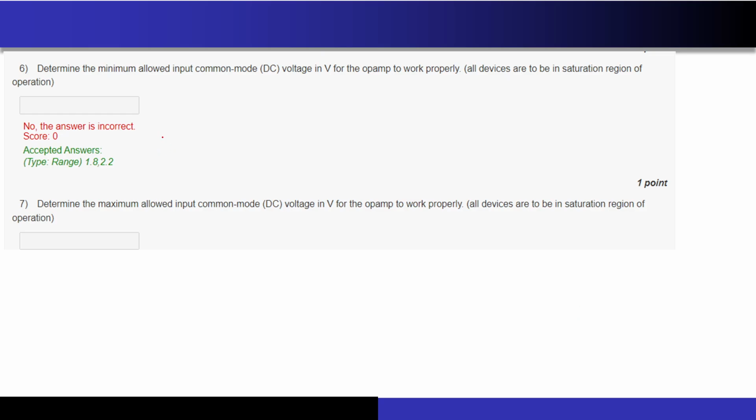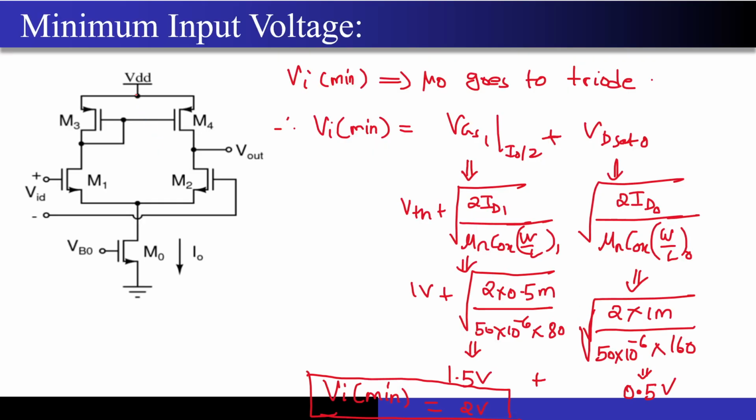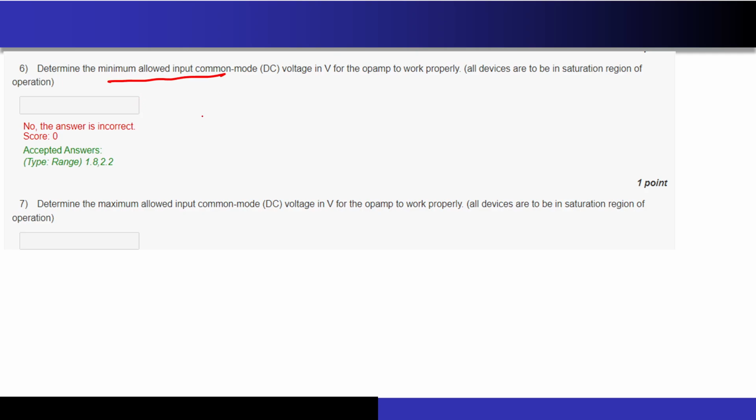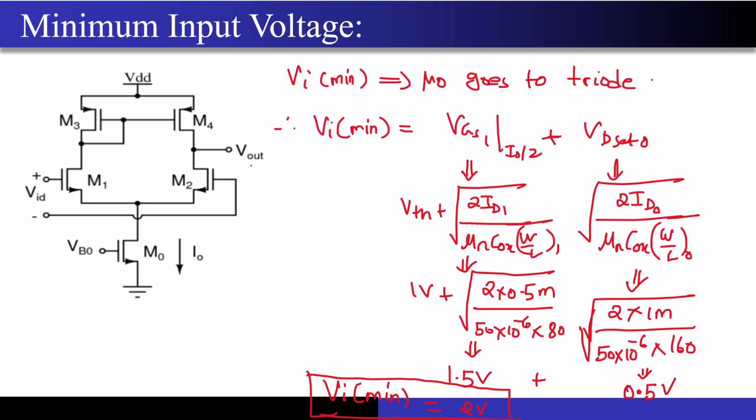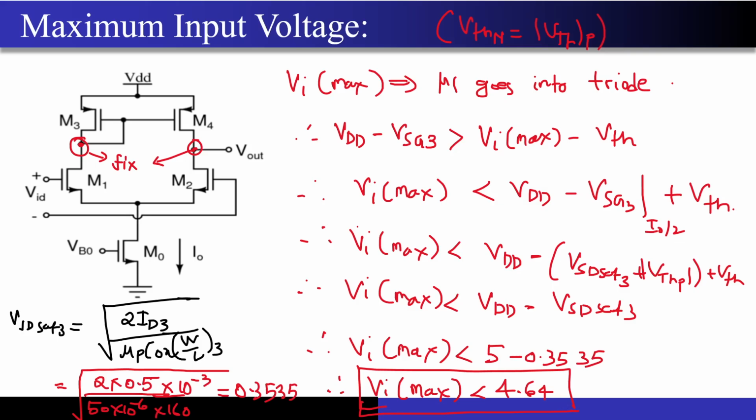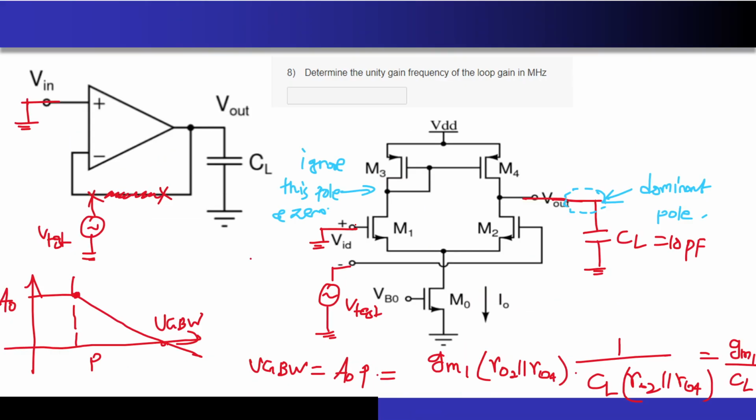So now one more thing left is, I have already done this a lot of times, the ICMR, the minimum input range and the maximum input range. The minimum input range is determined by M0 going into the triode, the maximum is determined by M1 going into the triode. Why? Because this voltage is fixed. Correct? So if you want to look, then please go through the equations I have written, you will get how the ICMR and the OCMR have been calculated. Correct? I will just skip through it because I literally don't have any time.